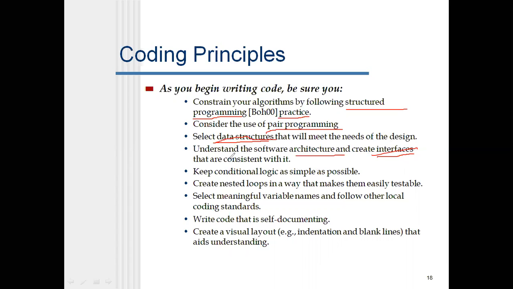Whether those user interfaces have all the features or not, or whether we have consistent data on that user interface or not, like that we should understand. Next, keep conditional logic as simple as possible. Conditional logics are if conditions or for loops; while implementing these conditional logics, keep them as simple as possible, and also create nested loops in a way that makes them testable.